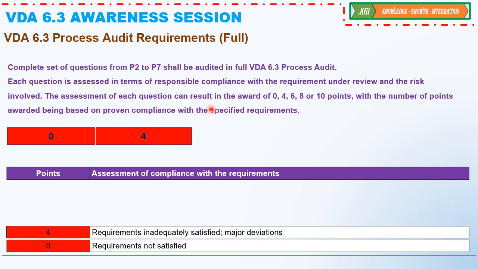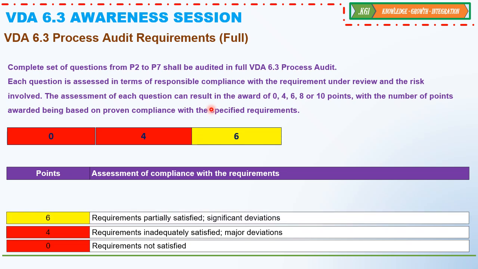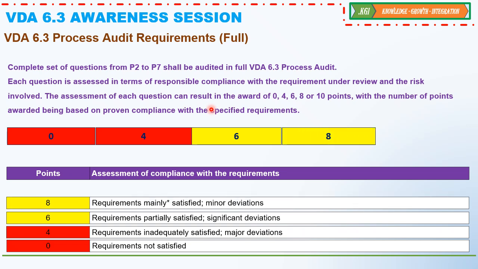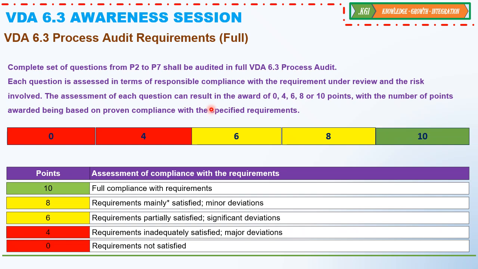4 points says requirement inadequately satisfied and major deviations. 6 points says requirement partially satisfied and significant deviations. 8 points says requirement mainly satisfied and major deviations. And 10 points says there is full compliance with the requirements.